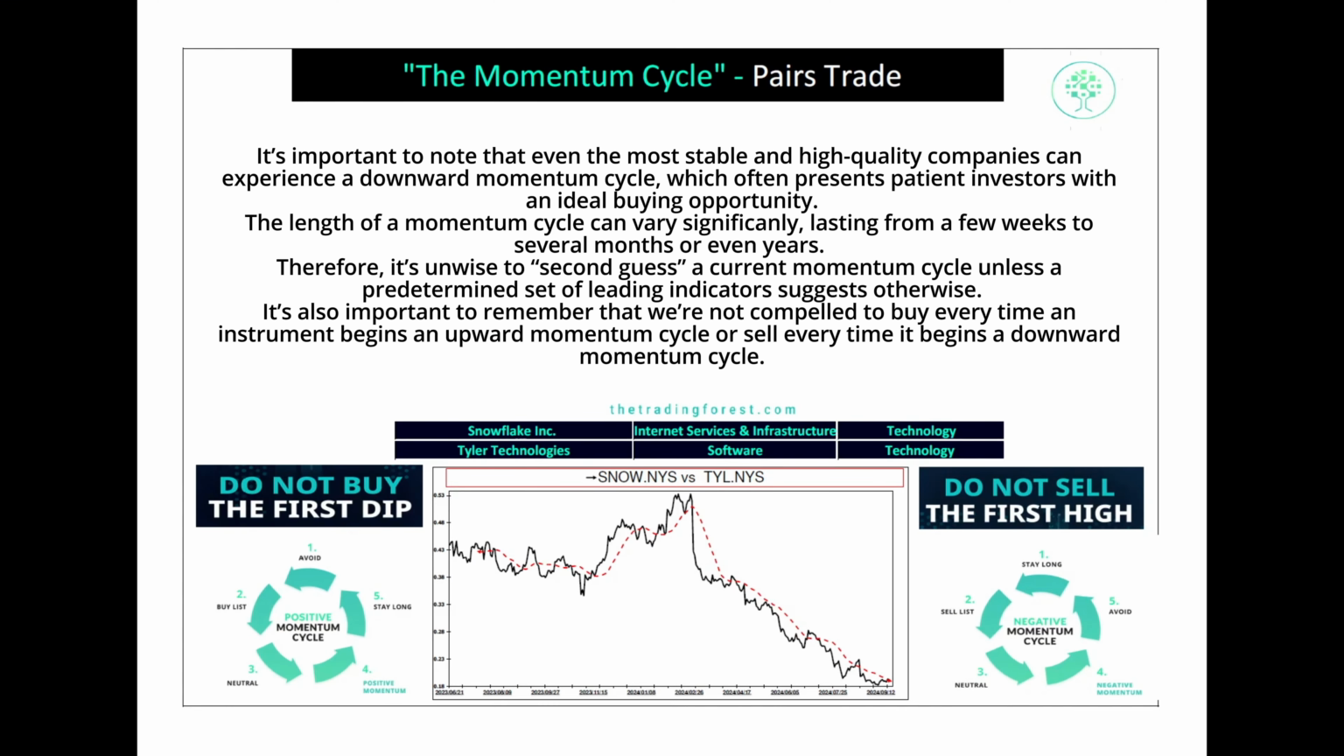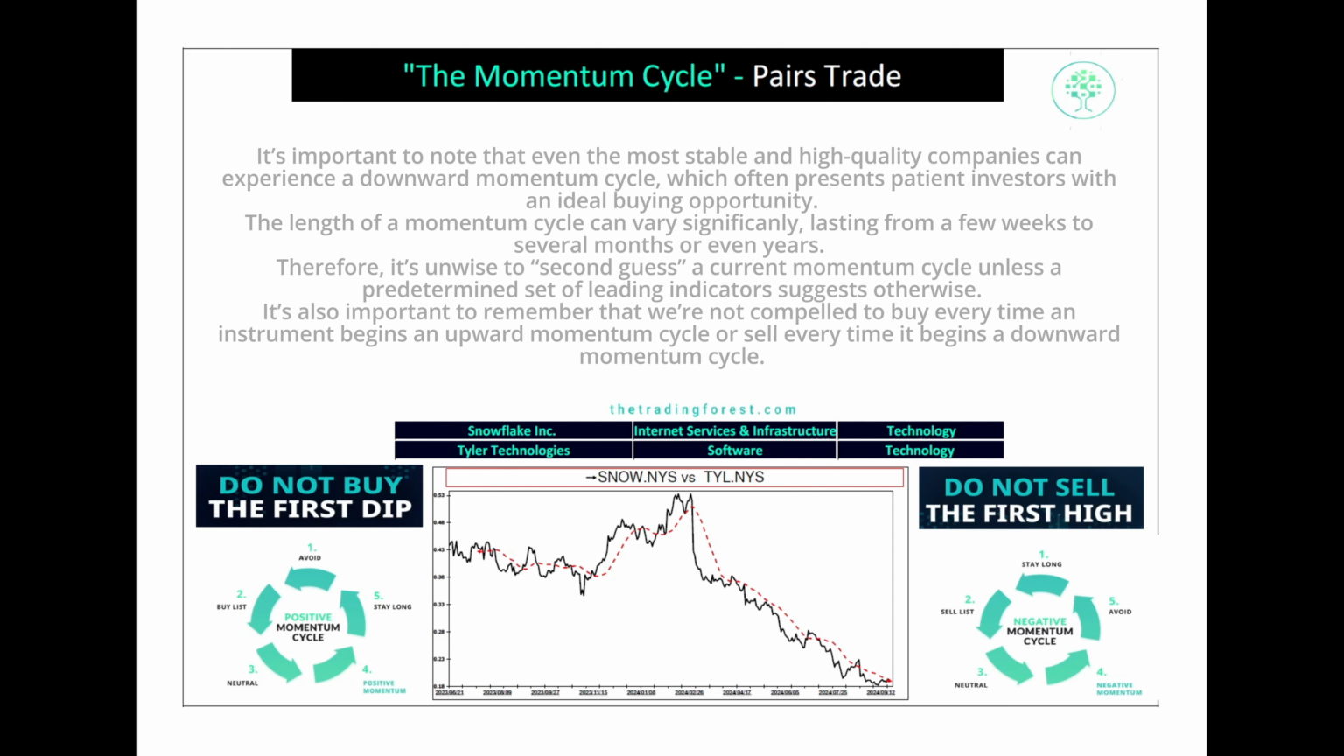It's important to note that even the most stable and high-quality companies can experience a downward momentum cycle, which often presents patient investors with an ideal buying opportunity. The length of a momentum cycle can vary significantly, lasting from a few weeks to several months or even years. Therefore, it's unwise to second-guess a current momentum cycle unless a predetermined set of leading indicators suggests otherwise. It's also important to remember that we're not compelled to buy every time an instrument begins an upward momentum cycle or sell every time it begins a downward momentum cycle.